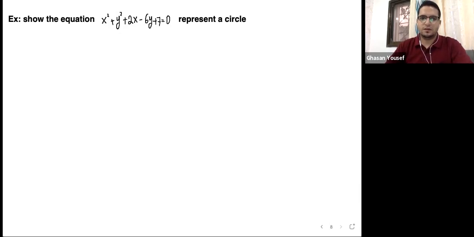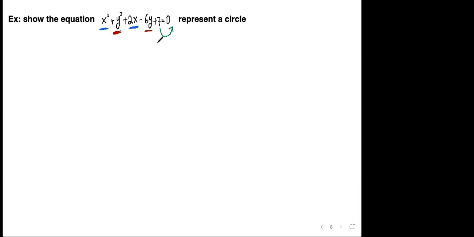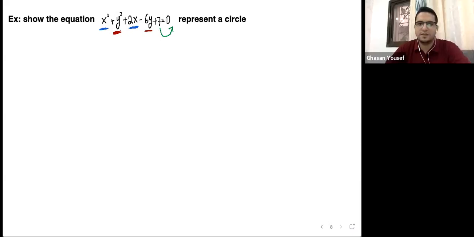So here I have x squared, and also I have 2x. So we have to combine them together. And also I have y squared and minus 6y, I have to combine them together. And the last thing, I have to move the number 7 to the other side. How can we move this number to the other side? What should we do? Subtract, exactly. We have to subtract 7 from both sides. So 7 minus 7 will give me 0.